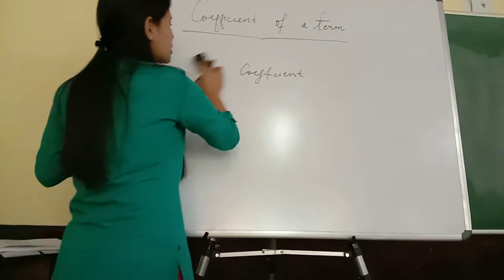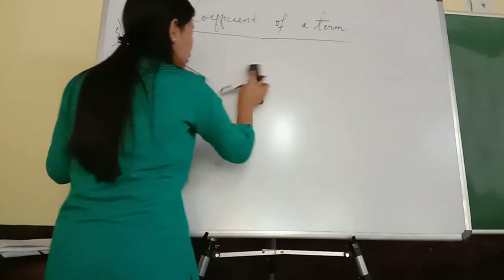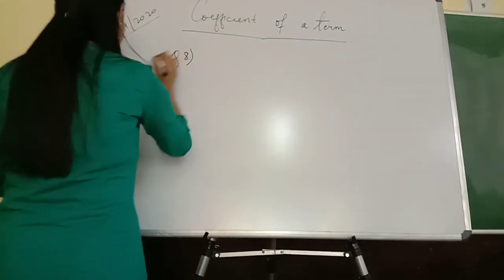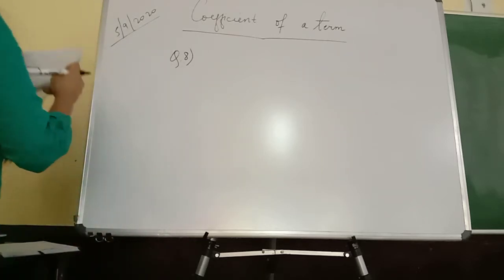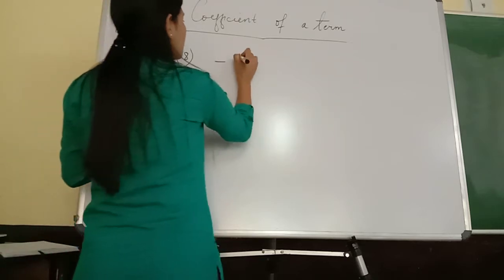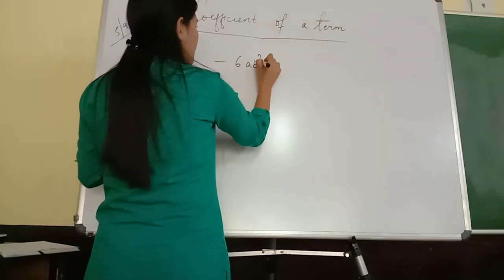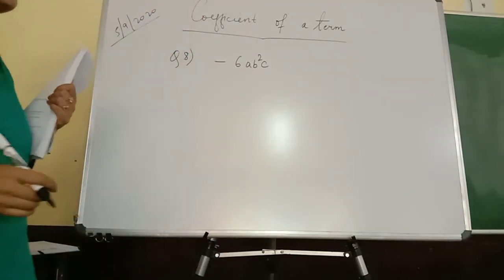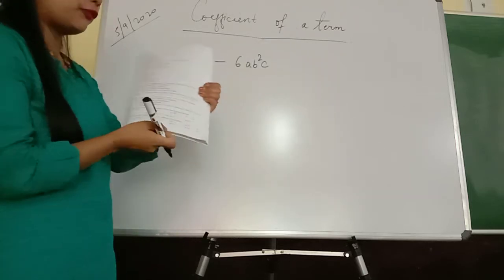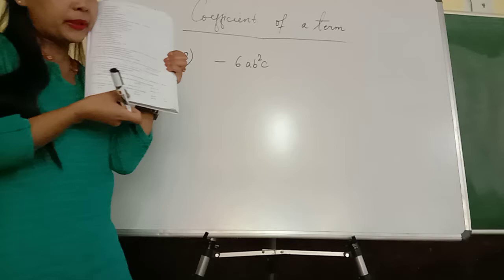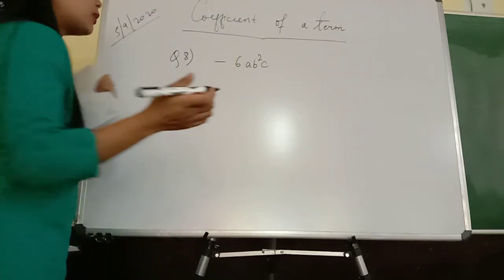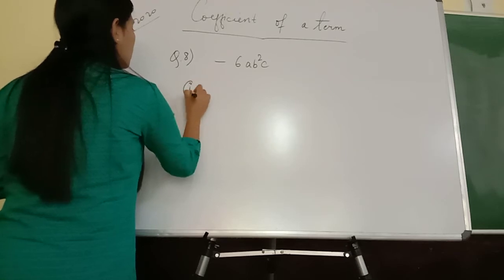I'll quickly discuss question number 8 for you all, because that is the complete application of what we learned today. They are saying, in the term minus 6ab square c, what are the coefficients of the following? So you see there are many things given. You need to find the coefficient of many things. So let us do it one by one.